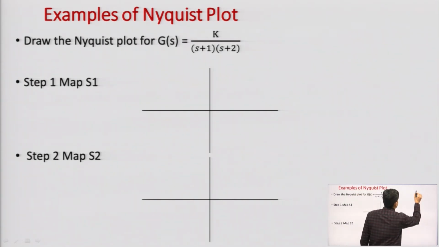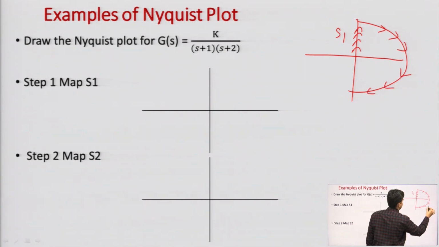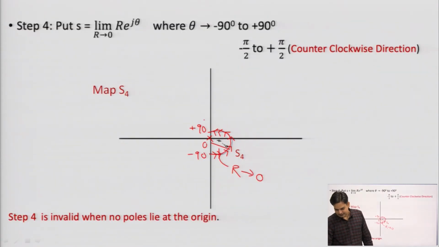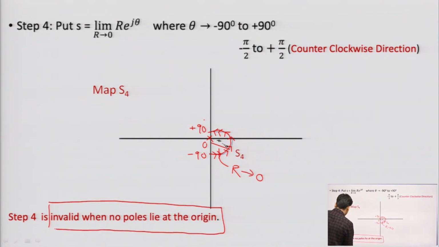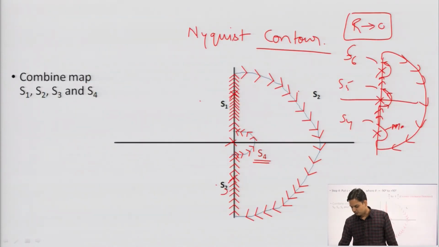For reference I can draw my Nyquist contour, where step 1, if you remember, is the polar plot, step 2 is this curve of radius r tending to infinity, step 3 is the inverse polar plot, and step 4 is if any pole lies at the origin. One thing I forgot to tell you: step 4 is invalid when no poles lie at the origin. Whenever there is no pole at the origin, we need to skip step 4.